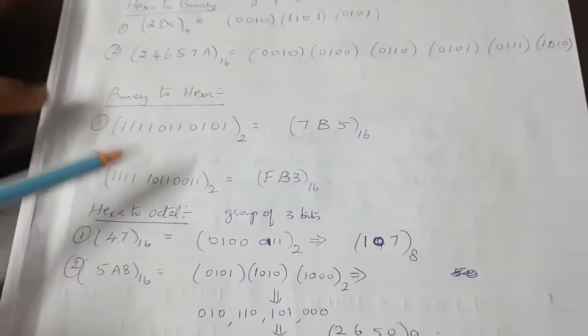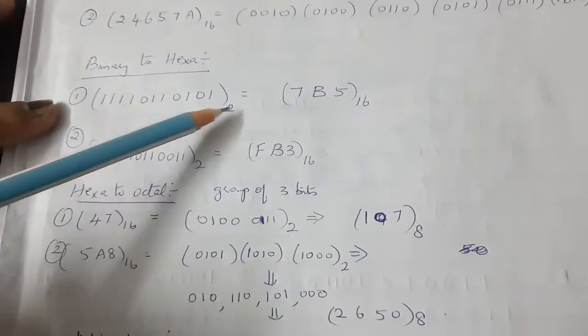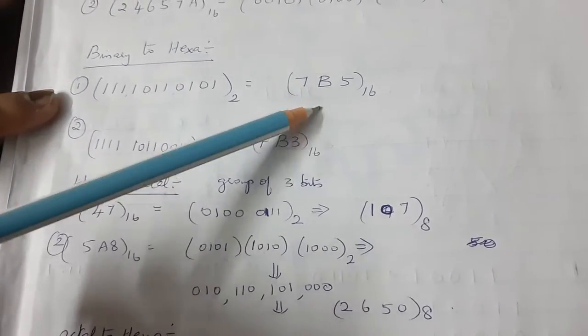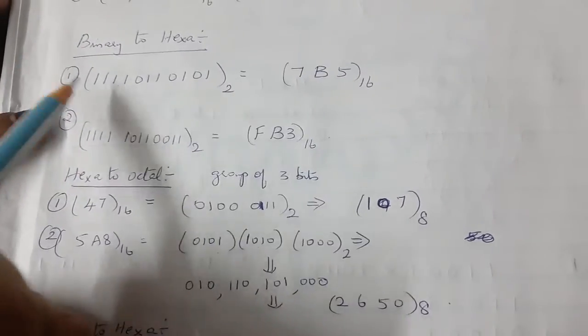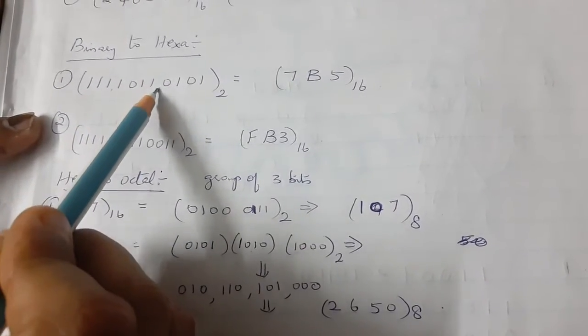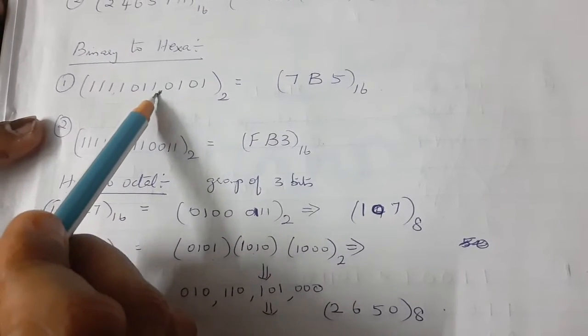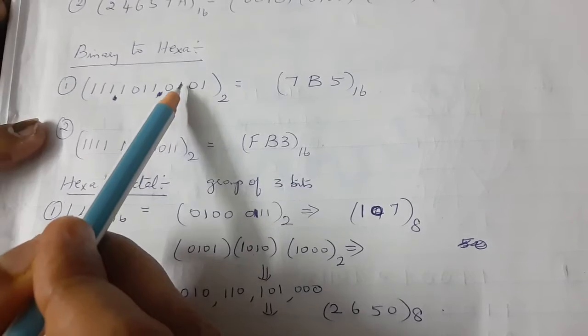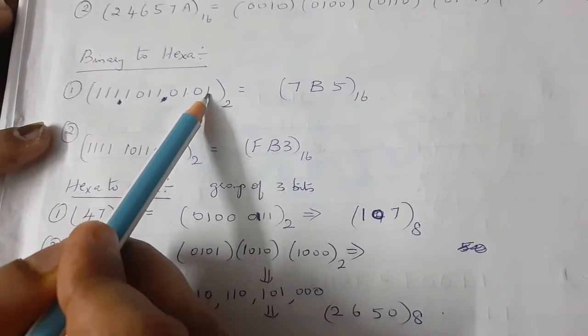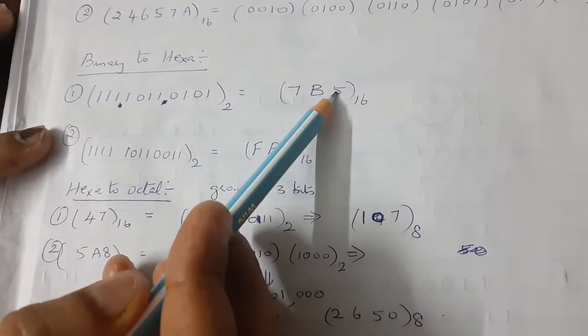Next is binary to hexa. In binary to hexa, this is the binary number. You need to convert it to hexa. So group it as 4 values. You are grouping this value into 4, 4. So here I am grouping 4. After 4 put a comma. After 4 put a comma. So what is this value? 4 is 1, 1 is 1. So 4 plus 1, 5.